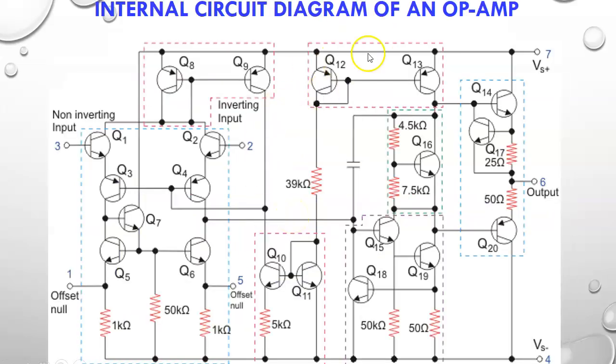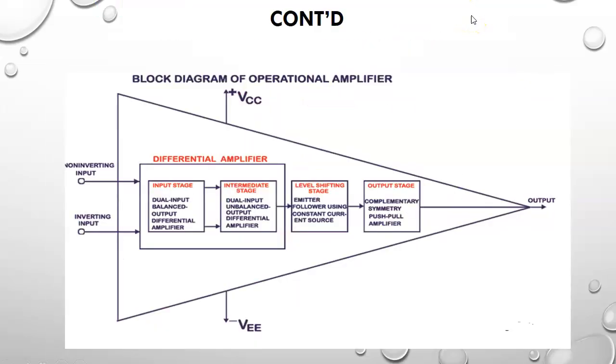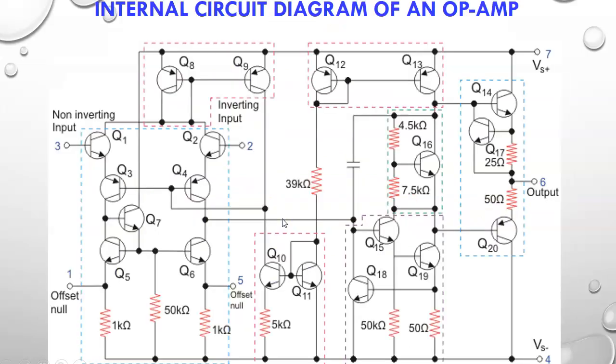This is the internal circuit diagram of an opamp. This is the block diagram of an opamp, and the block diagram has separate electronic circuits, which are shown here: first stage, second stage, third stage, and final stage. So totally how many transistors are built in? 20 transistors and resistors are built into the IC.